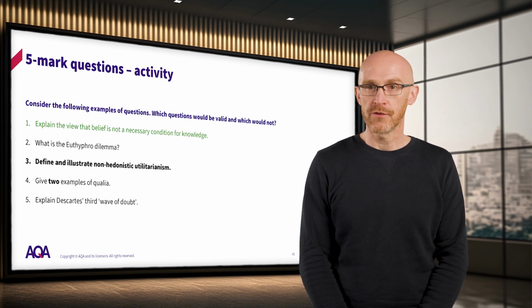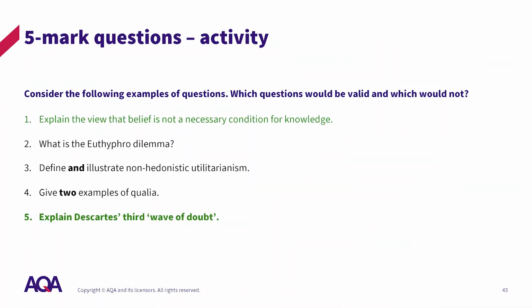Students can use illustration as a way of explaining if they wish, but it will never be asked for. Question number 4 uses the command word give, which we do not use. Also, this question is unfair, as examples of qualia are not included in the specification. The 5th question fulfills all criteria for a 5-mark question, so is entirely legitimate.